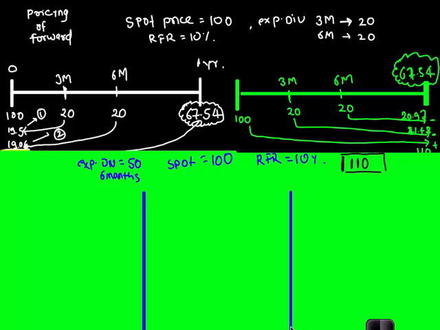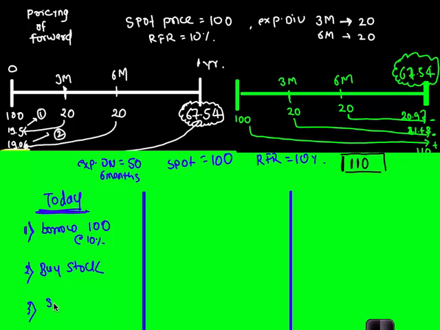So I'm dividing this into 3 parts. What will you do today? Step number 1, you will borrow 100 from the bank. At what rate? At the rate of 10%. Step number 2, using this borrowed 100, you will buy the stock. And step number 3, you will enter into a short forward. That short side forward will allow you to sell the stock at 110 after 1 year.